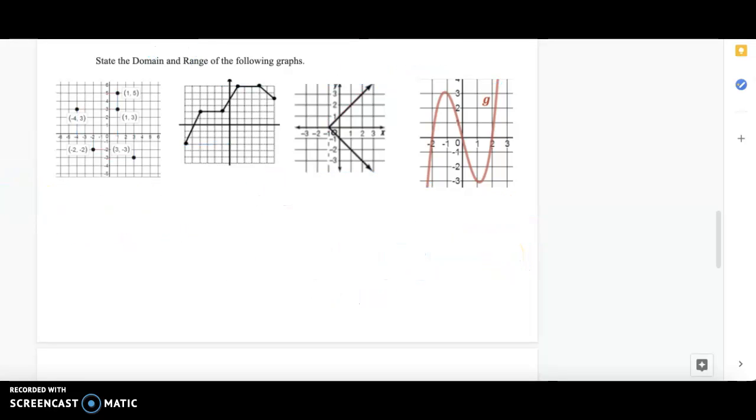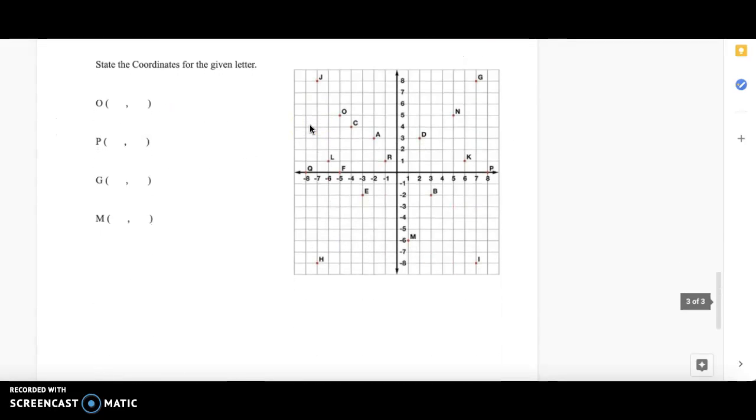That's domain and range. The last thing is graphing a point. This should take only a second because I feel like most of you probably know how to graph a point. This is just review because next chapter we are going to be graphing a lot of lines. Therefore, you need to have a foundation of how to graph a point in order to graph a line.